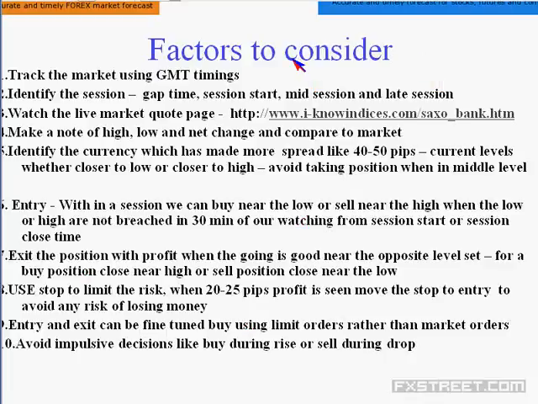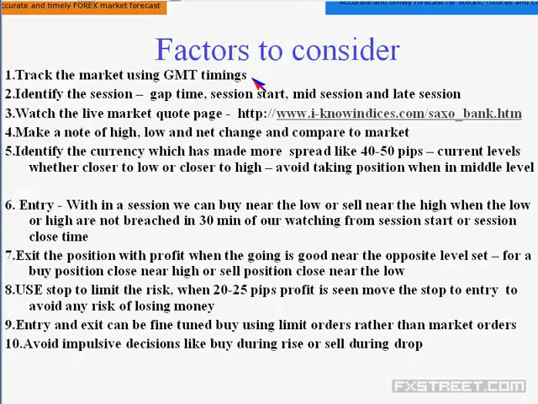First of all, you have to track the market using the GMT time frame, so that there won't be any confusions with regard to your local timings when you are interacting with others. So when you develop the tendency to talk to others also in terms of GMT time frame, then everybody will be able to follow the time rather than talking in terms of your local time. Then we have to identify the gap time, what I have shown, and the session start and the session close time, and also the mid session.